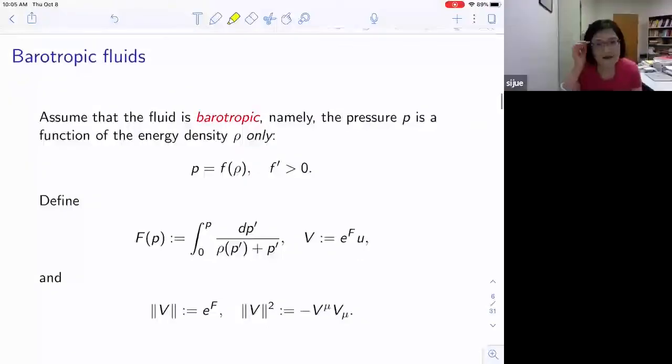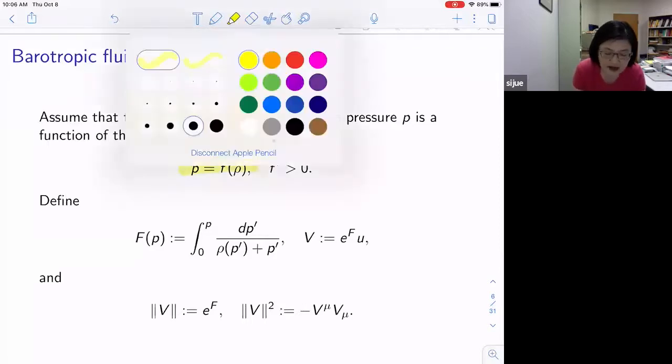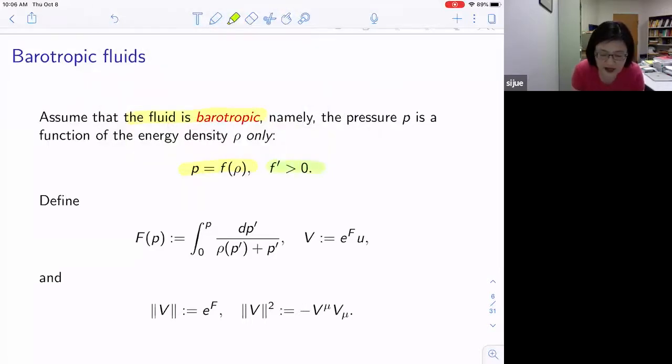In fact, we are going to restrict ourselves to the study of barotropic fluids. Being barotropic means that the pressure is a function of the energy density, and we assume that this function is strictly increasing. Then we can define this quantity f, capital F, as the integral from 0 to p, where p is a function of rho, of a new quantity, which is dp divided by rho plus p.